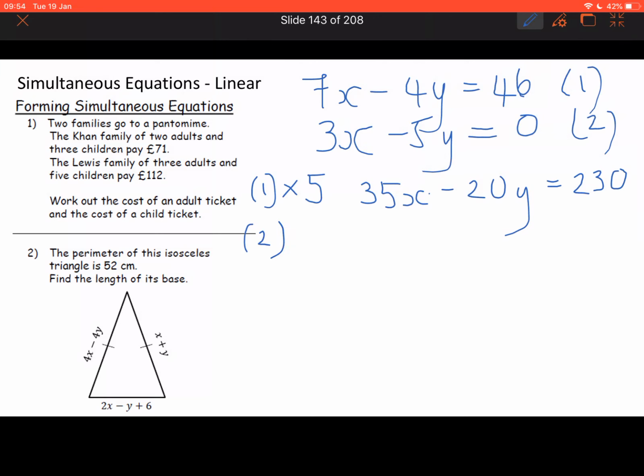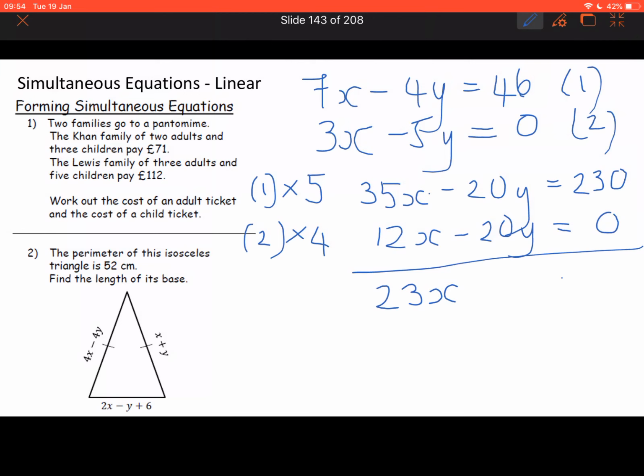And then I'm going to do equation 2 multiplied by 4. And that will give me 12x subtract 20y equals 0. So the difference then between these, I'm going to subtract those two. 35 subtract 12 is going to give me 23x. These are the same, no difference there. 230 take 0 is 230. And now I can divide both sides by 23, and that will give me 10.